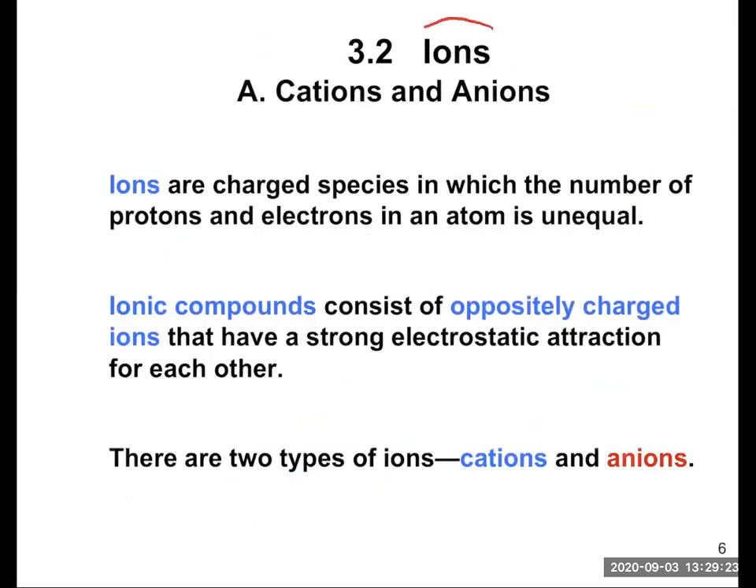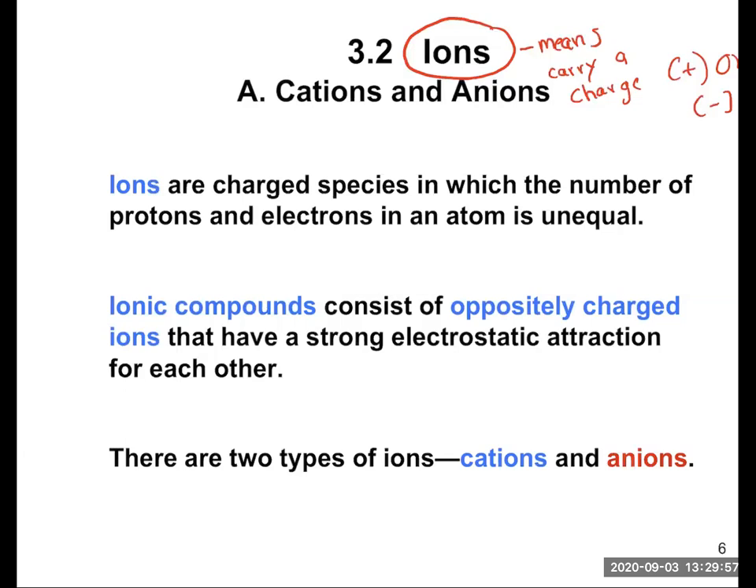The word ions means that you carry a charge. That charge can be positive or negative. So ions means that you have a species that carries a charge. What that means is that that atom doesn't have the same number of electrons and it does not have the same number of protons.